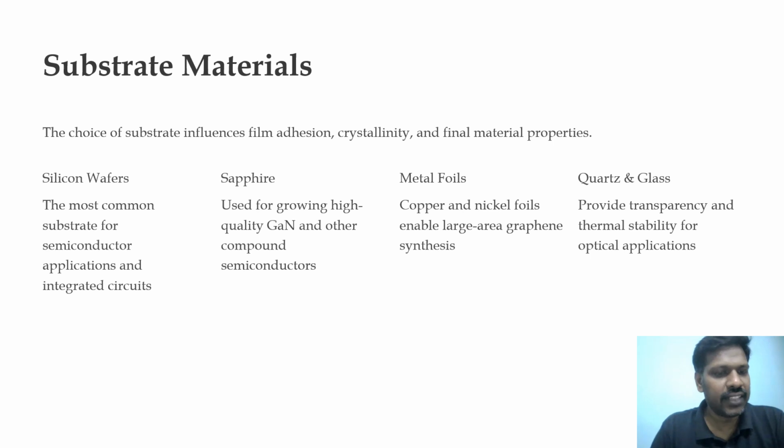Substrate used in CVD. The surface on which deposition occurs is called the substrate. Silicon wafers are the most commonly used substrate. Sapphire is used for LED materials. Metal foils are used for growing graphene. Glass and quartz are used for optical applications. Choosing the right substrate is very important for good film quality.